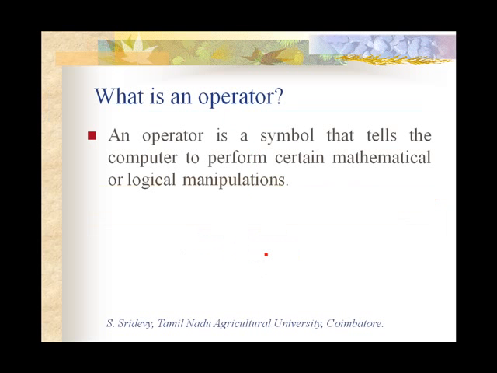What is an operator? An operator is a symbol that tells the computer to perform certain mathematical or logical manipulations. It is a mere symbol. If you take the example of plus, it is an operator. What is it? It is a symbol. It informs the computer to perform a certain mathematical operation, namely addition. Like this, operators are also used to perform logical manipulations.